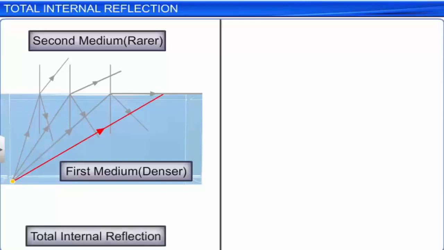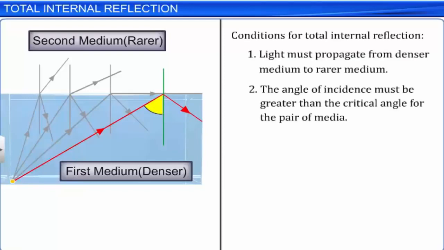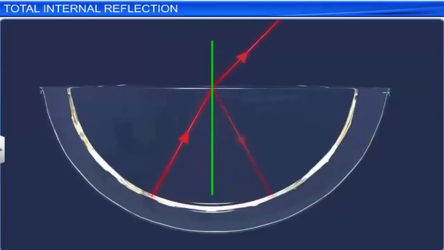Hence, for light to have total internal reflection, it must satisfy the following conditions. 1. It must propagate from denser medium to rarer medium, and 2. The angle of incidence must be greater than the critical angle for the pair of media. Observe how light refracts through a glass-air interface for various possible angles of incidence.